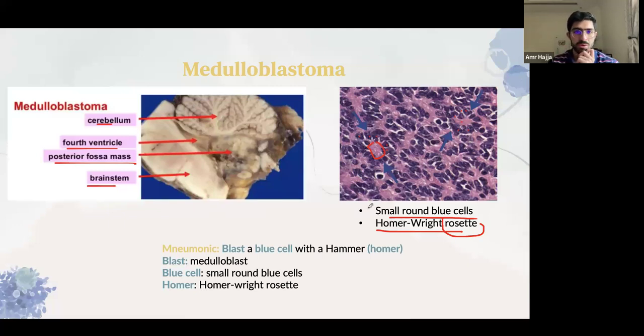Now, a mnemonic for medulloblastoma is a mix between me and Dirty Medicine. It's: blast a blue cell with a hammer. Replace hammer with Homer. So, blast a blue cell with a Homer. Blast for medulloblastoma, a blue cell for small round blue cells, Homer for Homer Wright rosette. Okay?